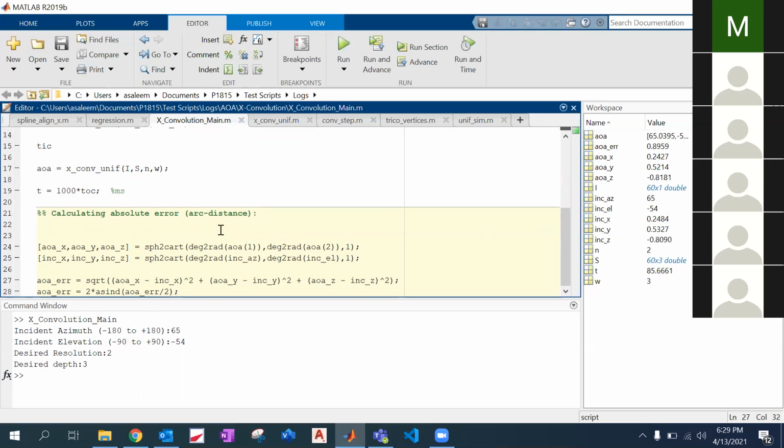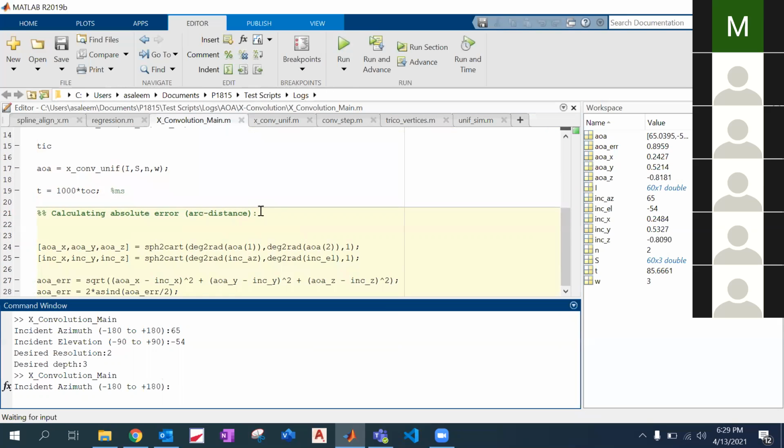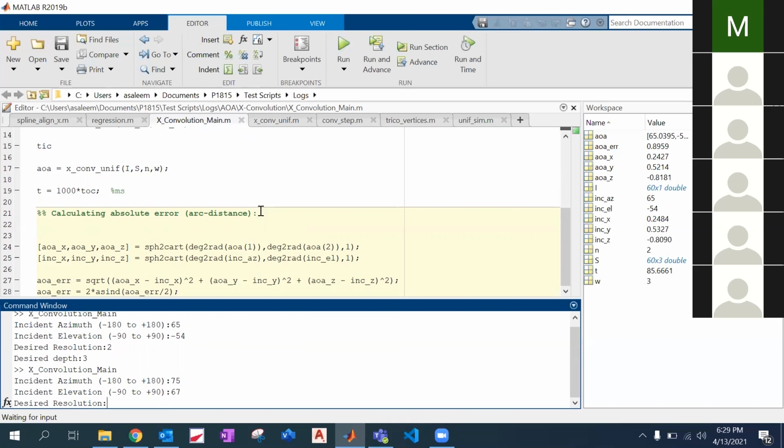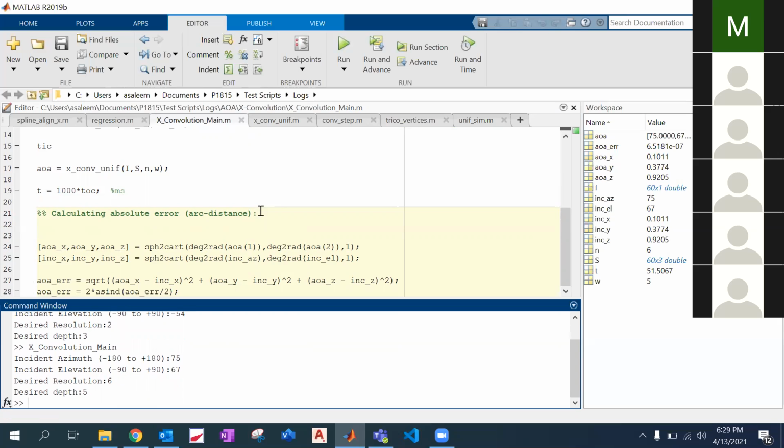But let's change this. Let's run it again. Let's say 75, and then 67, and we do a desired resolution of 6, and a desired depth of 5. Look at the error. Look how much smaller it is. You see that? Wow, yeah. It's a lot smaller now.